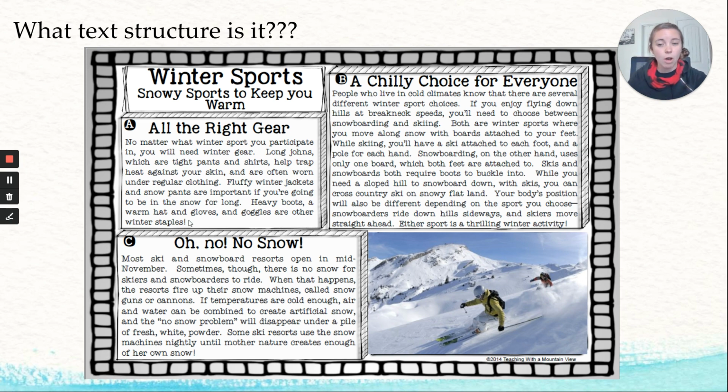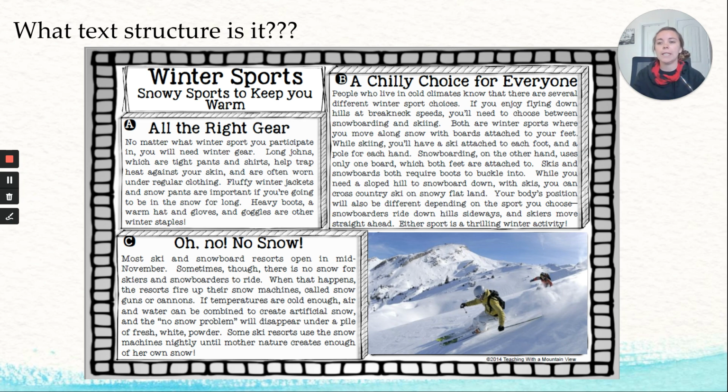All right, so that was all three. You'll notice that all of them are talking about the snow and the winter sports: the gear you need, the two different sports that we looked at, and then what happens when there is no snow when the resorts want to open for those winter sports. Okay, so let's get in here.